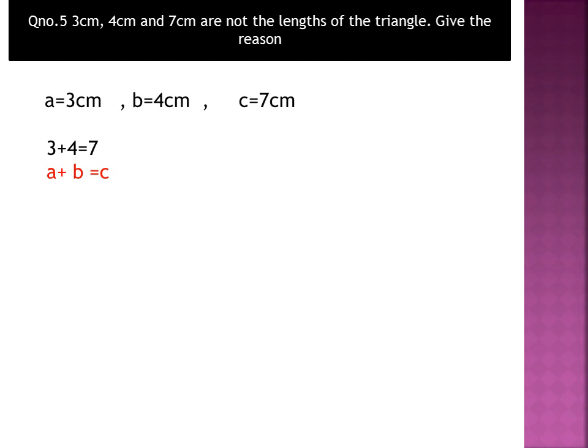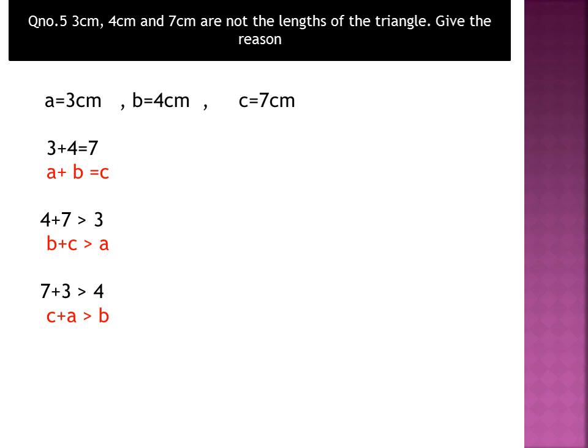Now we will find the sum of the sides B and C. For this we can write 4 plus 7, and you can observe that the sum of the sides B and C is greater than the third side A. We can also write it as B plus C is greater than A, and in the last we will find the sum of the sides C and A. For this we can write 7 plus 3, which is greater than the third side B, and it can also be written as C plus A is greater than B.